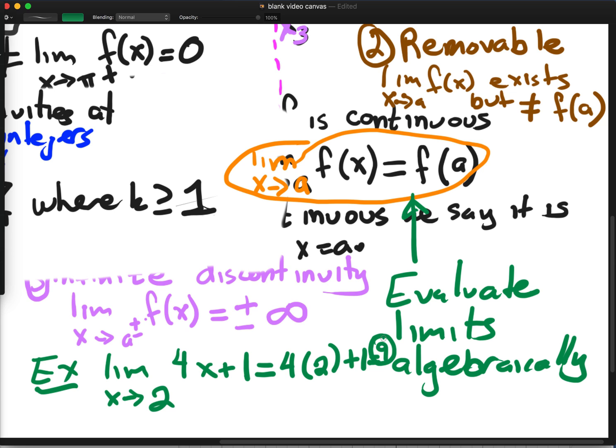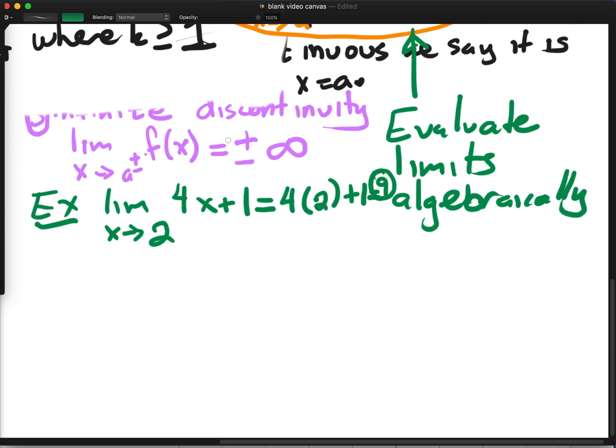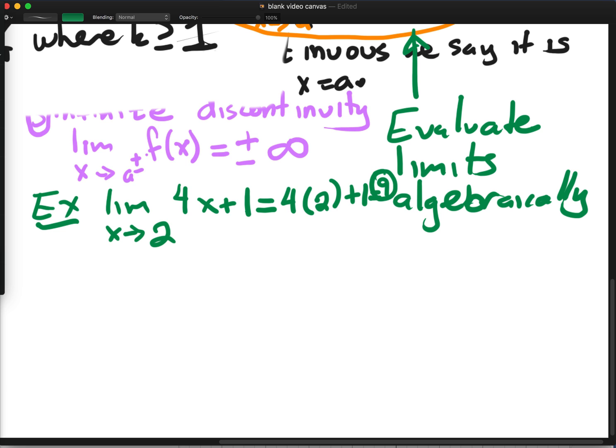Does that make sense? Okay, now, what's the problem? Not always easy. Not all functions are continuous at all points, right? This is an obvious problem. So how are we going to sidestep this? This is looking ahead a little bit, but might as well.